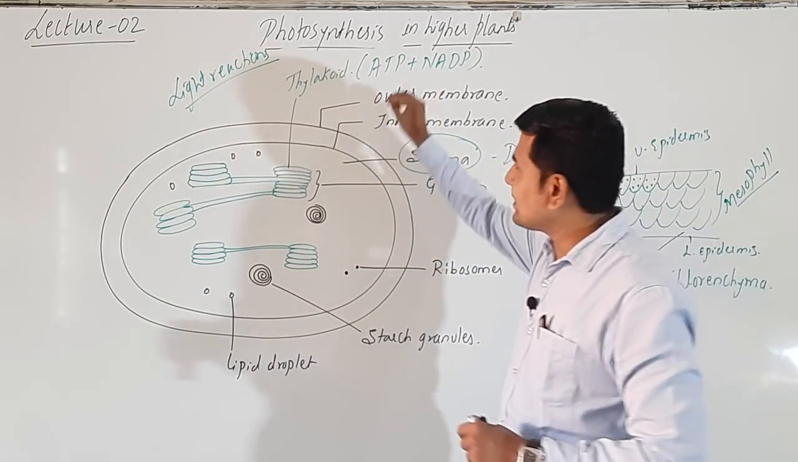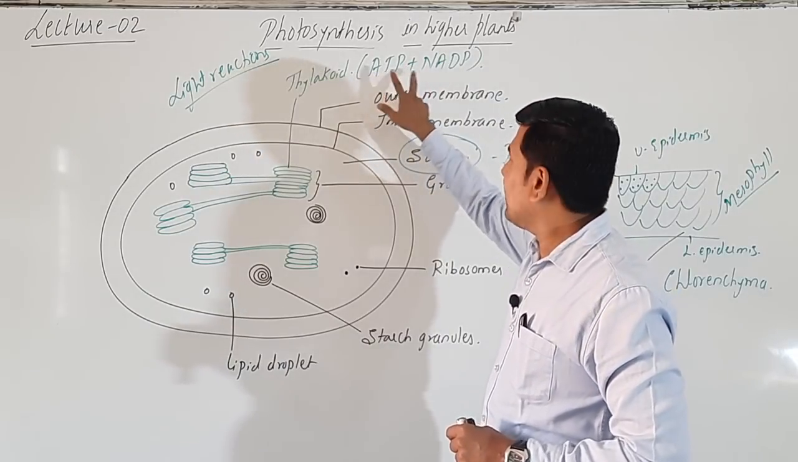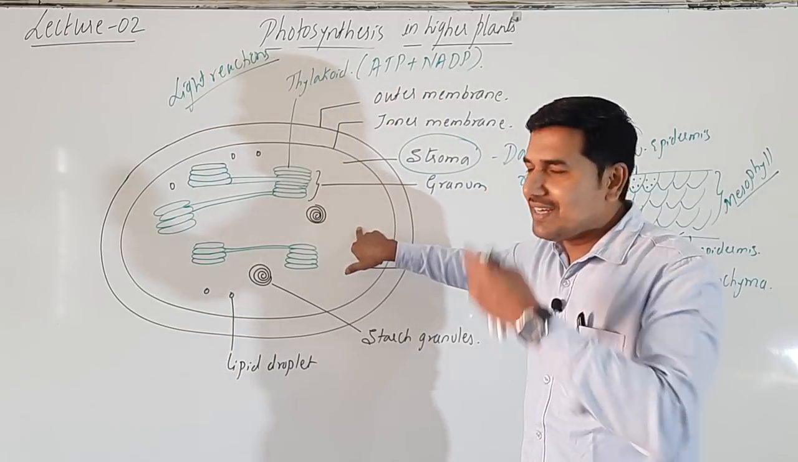The energy which is produced in the presence of sunlight in the form of ATP and NADPH is used in the stroma, and there is an enzymatic process.